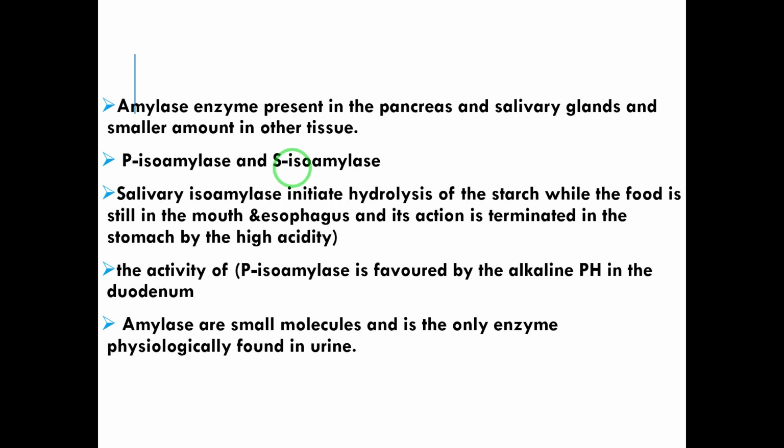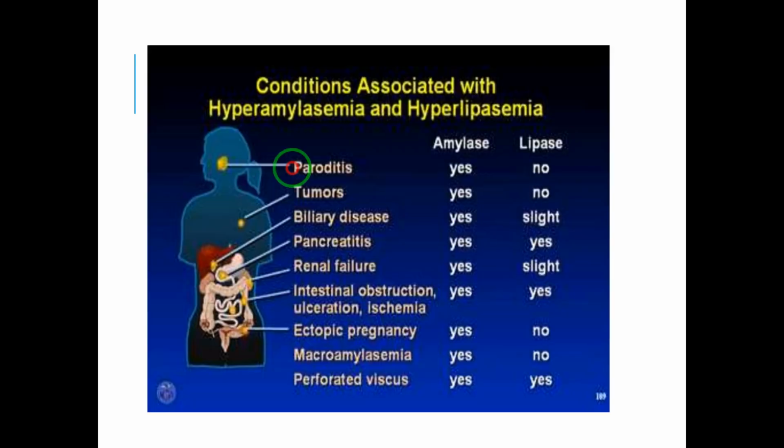Amylase is one of the substances that are synthesized by the body but can also be used as a marker of a disease state. So amylase is synthesized as salivary amylase and pancreatic amylase, and it can also be produced from other sites, for example the intestine or the ovary, but mainly we have the salivary gland and the pancreas.